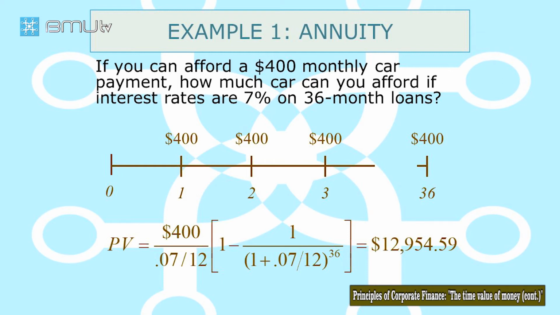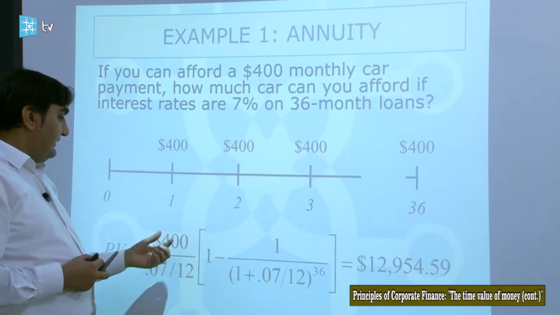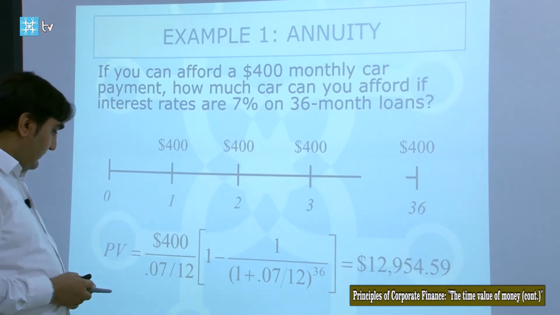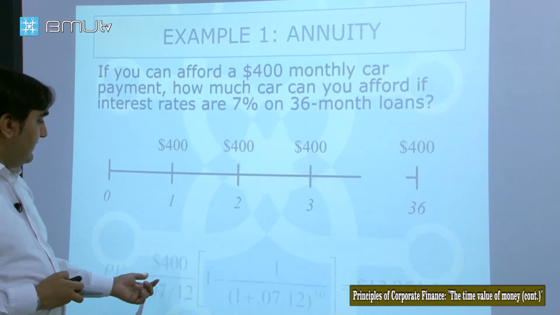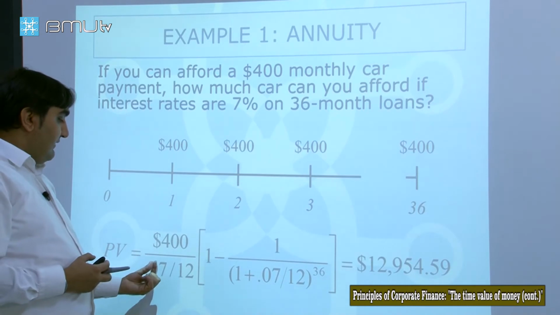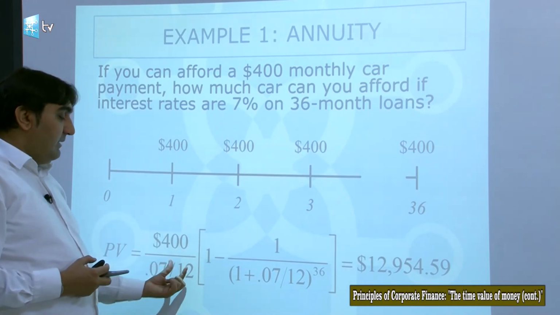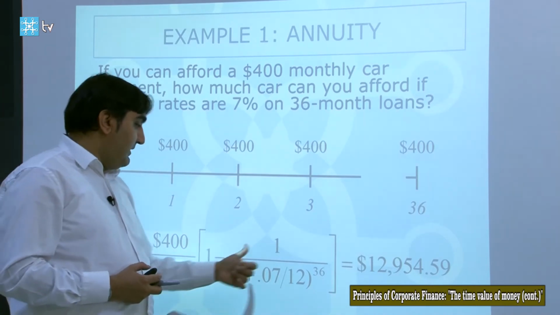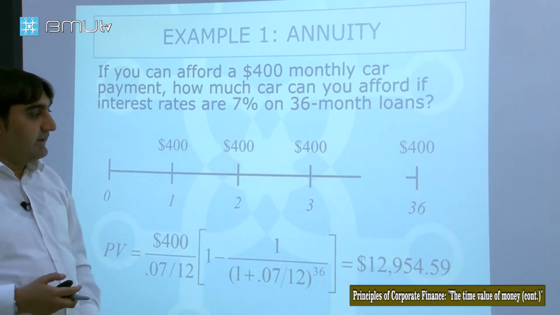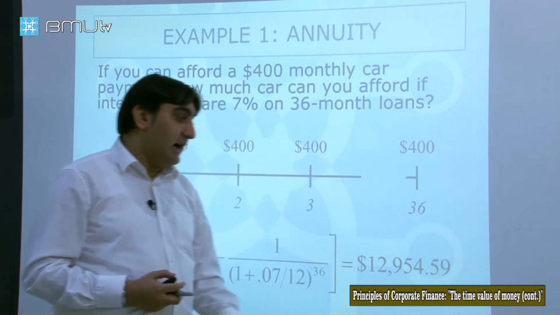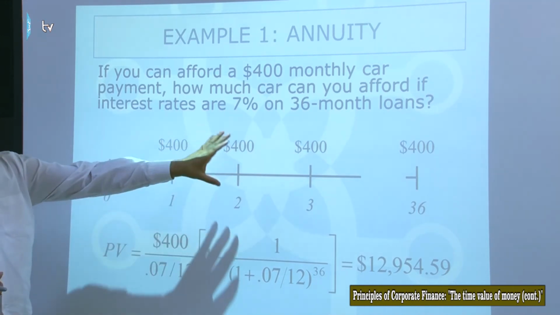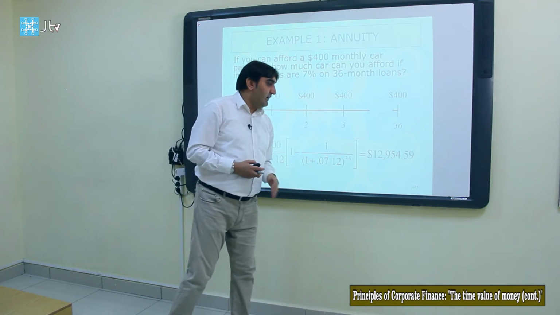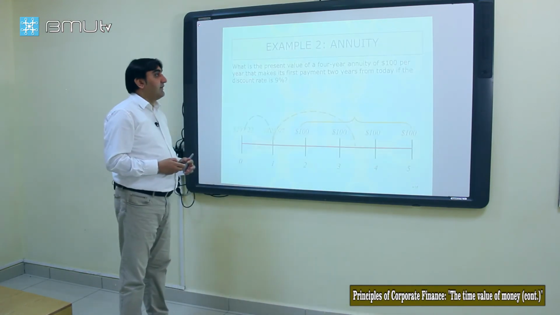Since our payments are monthly, we need to convert this annual rate into a monthly rate. Applying our formula, C here is 400, divided by the rate, the 7% annual rate divided by the number of months, which gives the monthly rate, times 1 minus 1 divided by, and from the formula we get around 12.9 thousand. So with this payment schedule, we can buy about a 12.9 thousand car.